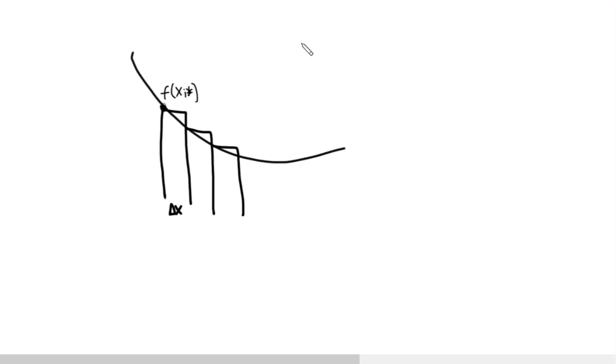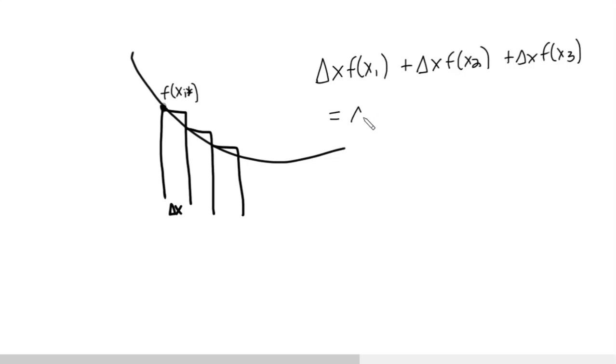So remember what we did. We did delta x times f of x1. That was our first rectangle, right? And then plus delta x times f of x2 plus delta x times f of x3, and so on and so forth. And then I condensed that a little more. I said, let's just factor out the delta x, and this will be f of x1 plus f of x2 plus f of x3. But there's an even better way to write this, and that is by using the Riemann sum.